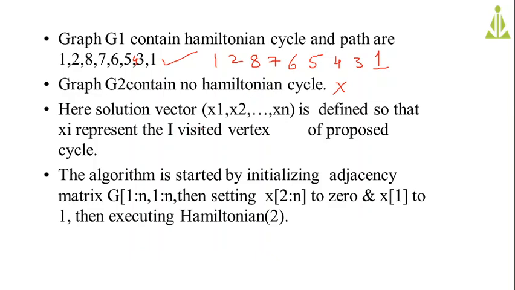Here the solution vector x1, x2, and so on to xn is defined so that xi represents the i-th visited vertex of the proposed cycle. The algorithm starts by initializing the adjacency matrix. Whenever you are going for the Hamilton cycle, you must see the adjacency matrix, meaning which vertex is near to the visited vertices, it will select that. Then setting x2 to xn to 0 and x1 to 1, then executing Hamilton 2. Okay, this is the thing regarding the Hamilton cycle.